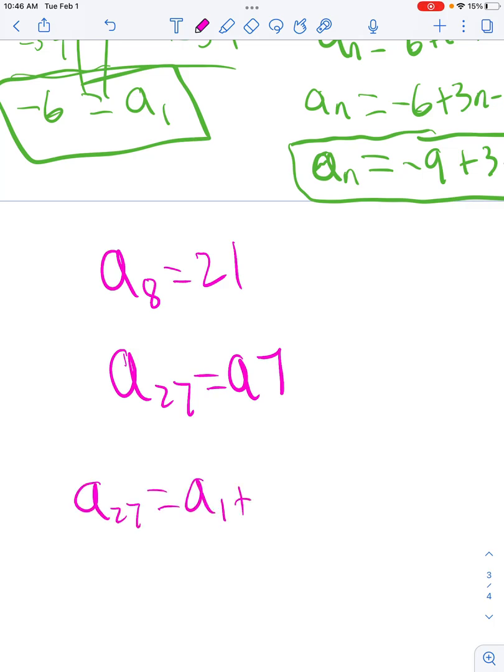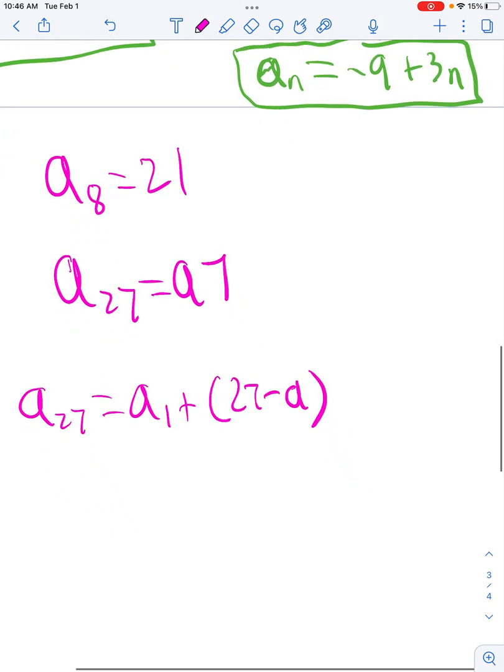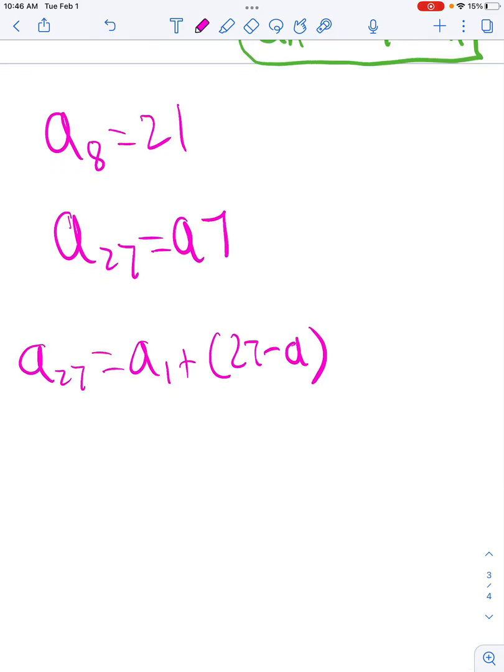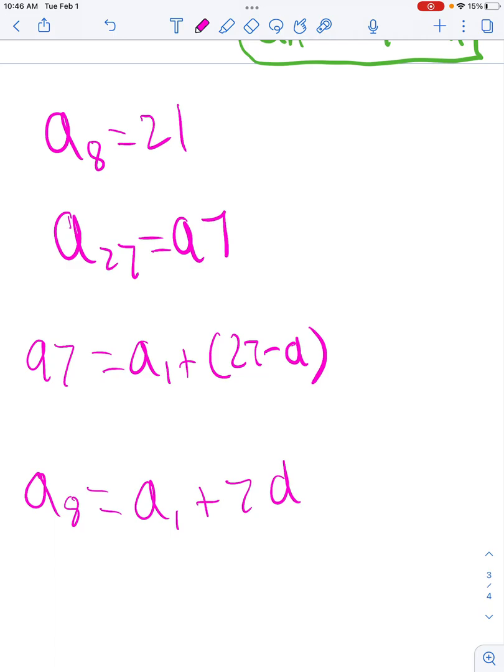So if I look at a sub 27 equals a1 plus 26d, and I'm going to solve that, and I'm also going to look at a sub 8 equals a1 plus 7d. Now we can plug in some things that we know. So we know that a sub 27 equals 97, and we know that a sub 8 equals 21.